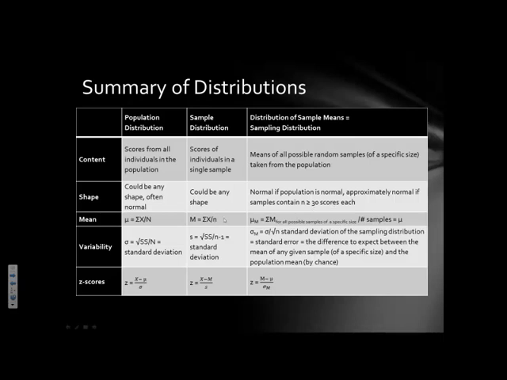Here are the different calculations for the mean for the population and the mean for the sample. It's pretty much the same process: add up all the scores and divide by the total number of scores. The only difference is that you have a lowercase n to represent sample size and an uppercase N to represent population size. Then moving on to the mean for the sampling distribution.